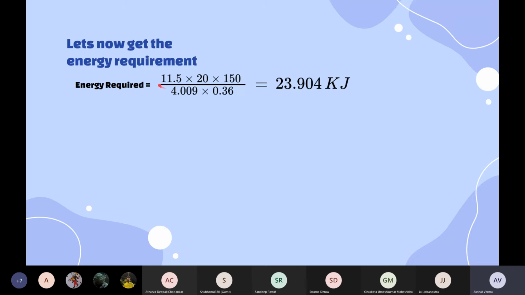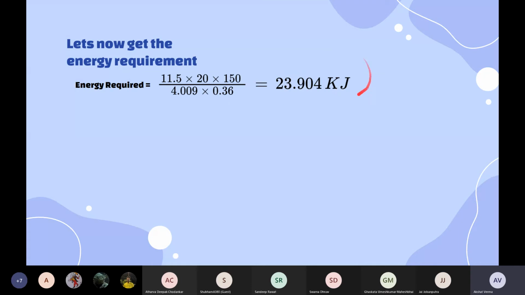So 11.5 is the total weight of aircraft which we assumed for the first iteration. 20 meter per second is the velocity at which the aircraft is cruising. Also, this 150 is the total time of flight which we have to take up. L by D value is 4.009, so we put that here. And this is the safety factor, that is 0.36. So total energy which we require for performing our mission is nearly 23.904 kilojoules.